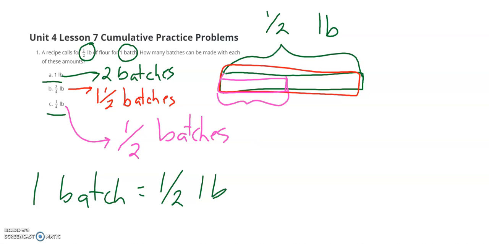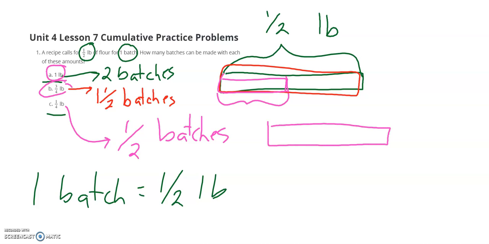So, to review, 1/2 of a pound makes one batch. If you have 1 pound, that's twice as much, 2 times as much as 1/2. So you can make 2 batches. 3/4 is 1 1/2 of a half, or 1 1/2 batches.